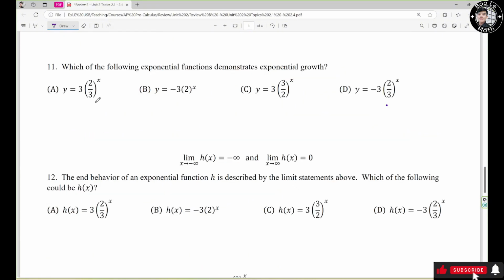Now let's move on to question number 11. Which of the following exponential functions demonstrates exponential growth, which means b greater than 1, and a must be positive. Now, this one has b less than 1, so this is wrong. This one has a negative, so this one is wrong. This one has b greater than 1, so this could be right. Now this one has b less than 1, so this is wrong. The answer must be C.